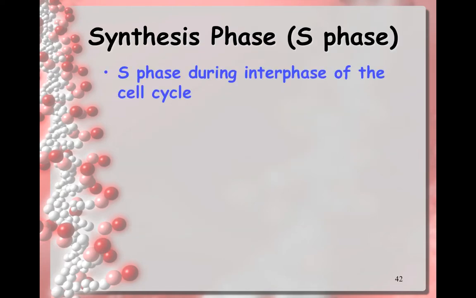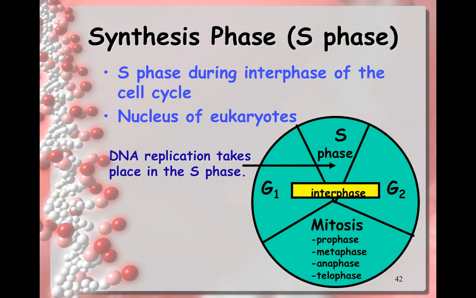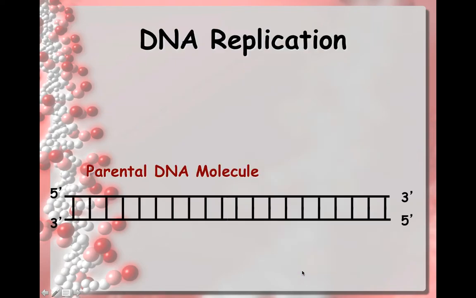So that synthesis phase, the S phase during the interphase of the cell cycle, remember blue things we're not writing down. It happens in the nucleus of eukaryotes. Remember eukaryotes are those with nuclei. Prokaryotes are things like bacteria and archaea. They don't have the nucleus. And DNA replication takes place during the S phase, which happens between G1 phase, G2 phase, before mitosis. Mitosis is where it all splits up.